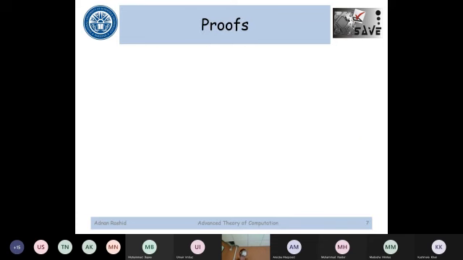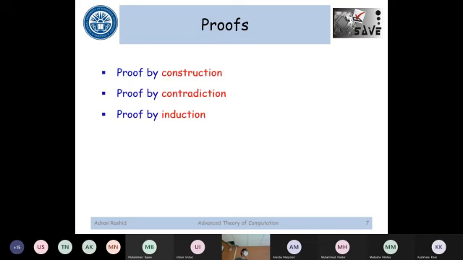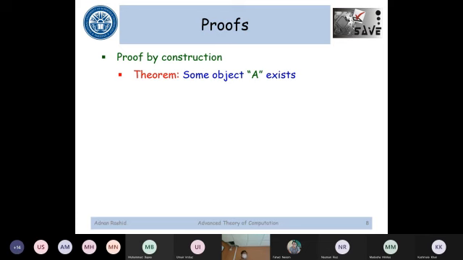So if you talk about proofs, we talked about theorems, and you would be eager to hear about proofs. How could you prove that theorem? There are three ways you can prove a theorem. One is proof by construction, the other one is proof by contradiction, and the third one is proof by induction. First you have to identify what kind of theorem you have. So we can have a theorem of the form: some object A exists. I'll give you an example later on, and then things will be more clear.